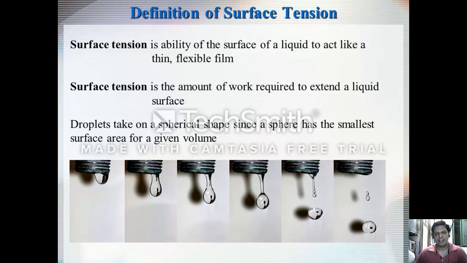Next, we come to surface tension. What is meant by surface tension? Surface tension is the ability of the surface of a liquid to act like a thin, flexible film or membrane. You can say that surface tension is the amount of work required to extend a liquid surface. In this image you can see the droplet takes on a spherical shape since a sphere has the smallest surface area for a given volume.